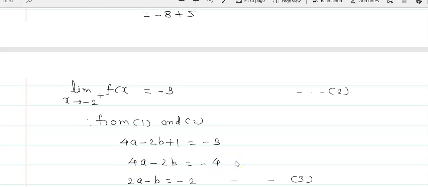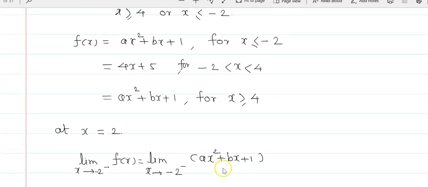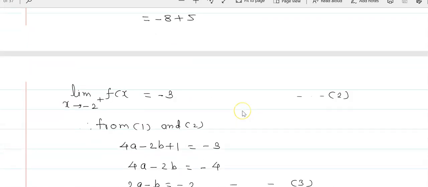Now check the continuity at x equals 4. Therefore, here again we will take the left hand side limit and the right hand side limit. For x less than 4 you will take the left hand side limit for this function, and for x greater than or equal to 4, you will take the right hand side limit for this function.